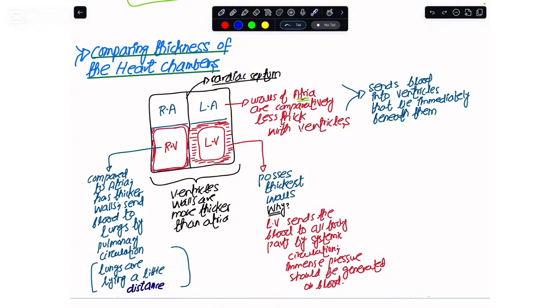Now, why does the left ventricle have the thickest walls? The reason is that when the left ventricle pumps the blood, it goes into the systemic circulation, where I have to make sure that each and every part of my body receives the oxygenated blood. So the pressure that needs to be generated is immense.